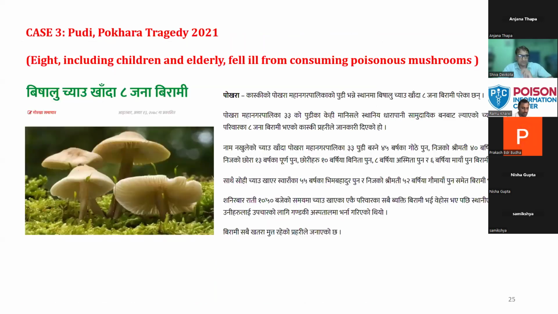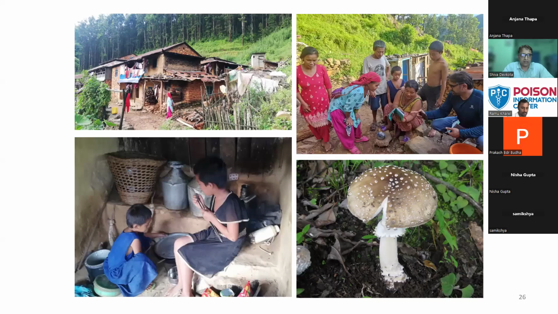Another case is from 2021 in Pokhara, where 8 people, including children and elderly, fell ill from consuming poisonous mushrooms. The next day I went there and visited the places and the victims' families. I talked with the children, because they had collected the mushrooms and prepared dinner for their parents. I came to know that they had consumed Amanita subcoleosa mushrooms from that forest, and of course I then held awareness camps for them.